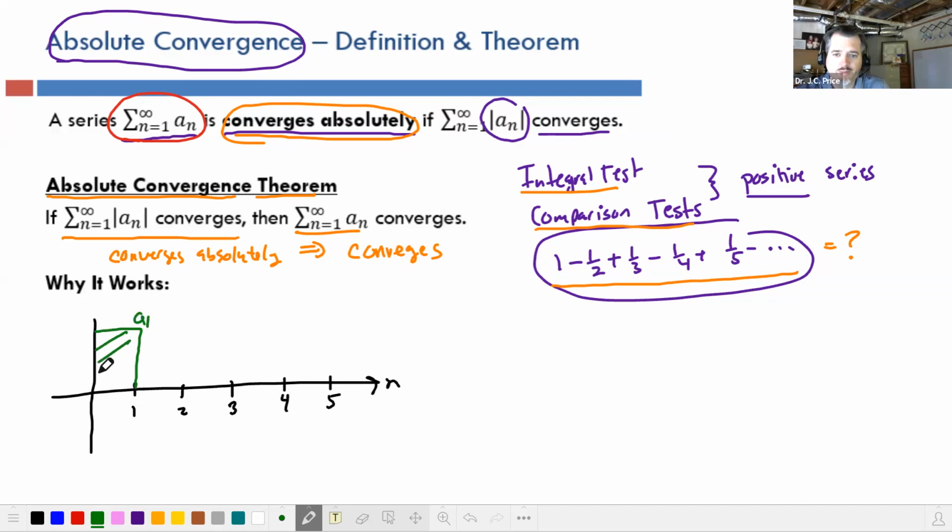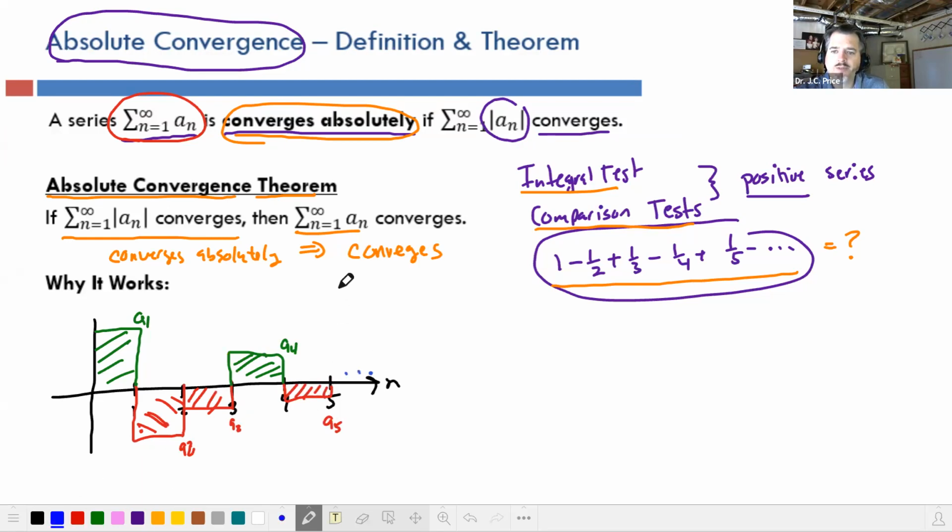Of course, a sub 1 is the same as that area. Let's say a sub 2 winds up being negative, so here's a sub 2, that height. Let's also make a sub 3 negative, just for fun. Then we'll make a sub 4 positive, that height there. Then let's make a sub 5 negative again, so it gets that area there, and then plus dot dot dot.